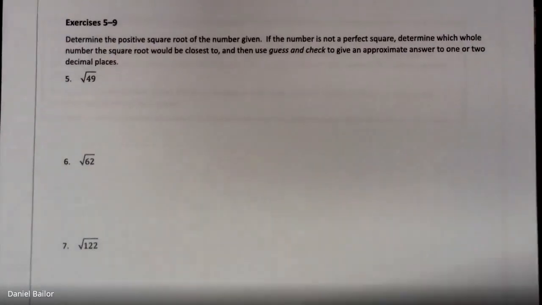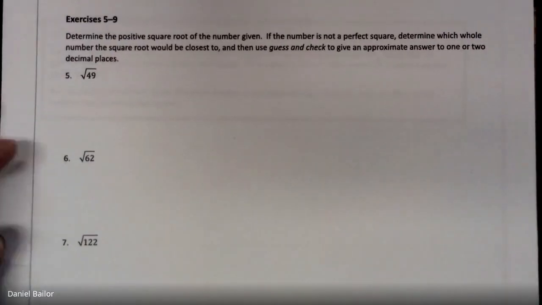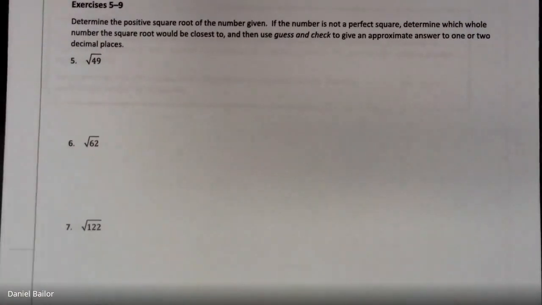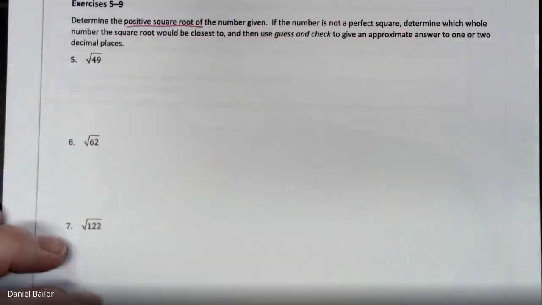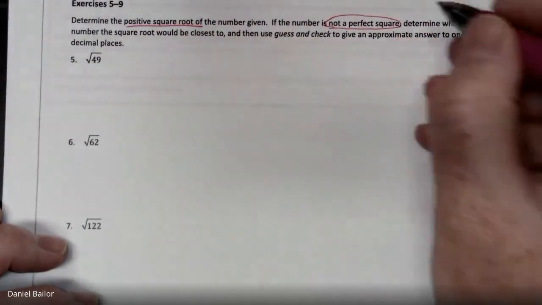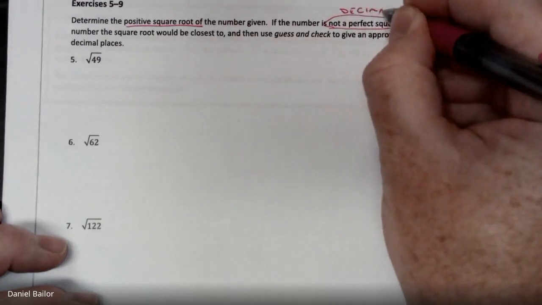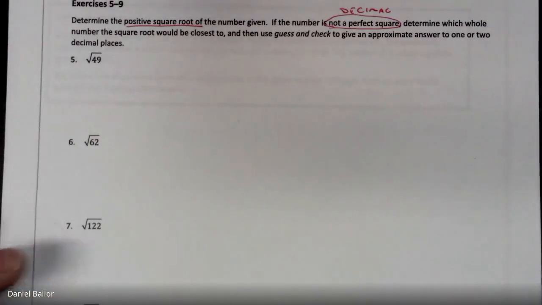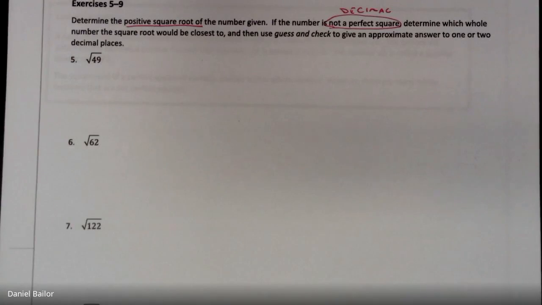Starting with exercise 5. Exercise 5 through 9 says determine this positive square root. So again, it wants the positive square root. If the number is not a perfect square, meaning the square root is a decimal, determine which square root it would be closest to, and guess and check to figure out a close answer. So let me show you a few of these. Let me show you how this works.